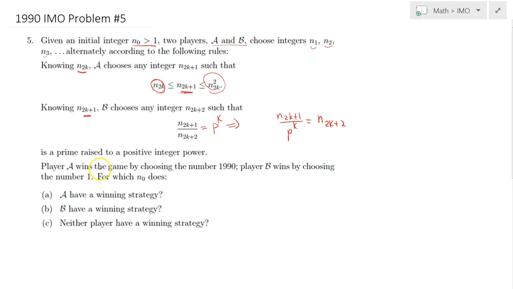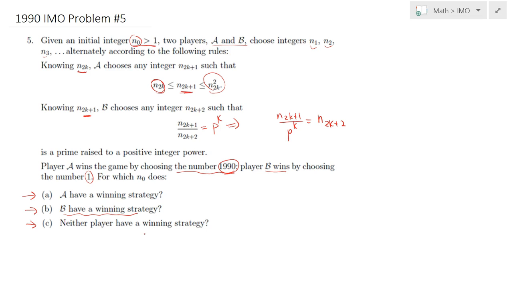And finally, player A wins this game by eventually choosing the number 1990, versus B can win this game if B can eventually choose the number 1. Whoever chooses their respective numbers first wins the game. So first we need to establish whether A has a winning strategy. Obviously the winning strategy will depend on the initial integer, and then in part B we will try to figure out under what conditions B can win, and finally if there is a situation where neither player wins the game. So as I said, this is a typical game theory problem.